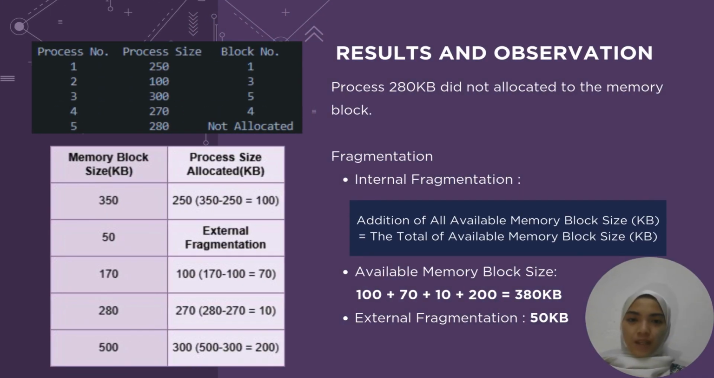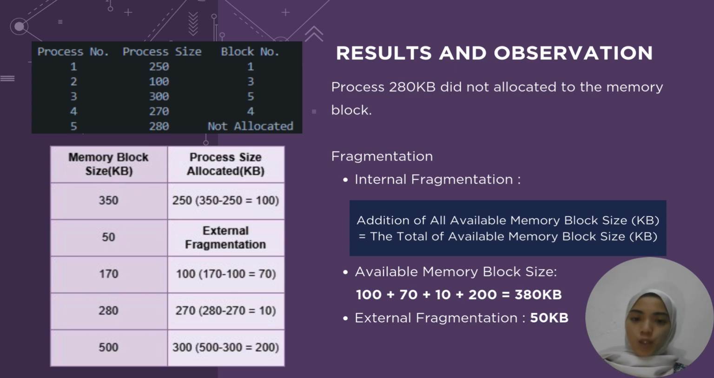I am Aini Najwa binti Adrus and will explain results and observation. As you can see at the top left, this is the result or output from our code, and there are 5 processes. From the processes, there is only one that was not allocated to a memory block, which is 280 KB. And why is that? Based on the output, we have done the visualization and also worked out the internal and external fragmentation for you all to understand the concept of first fit.